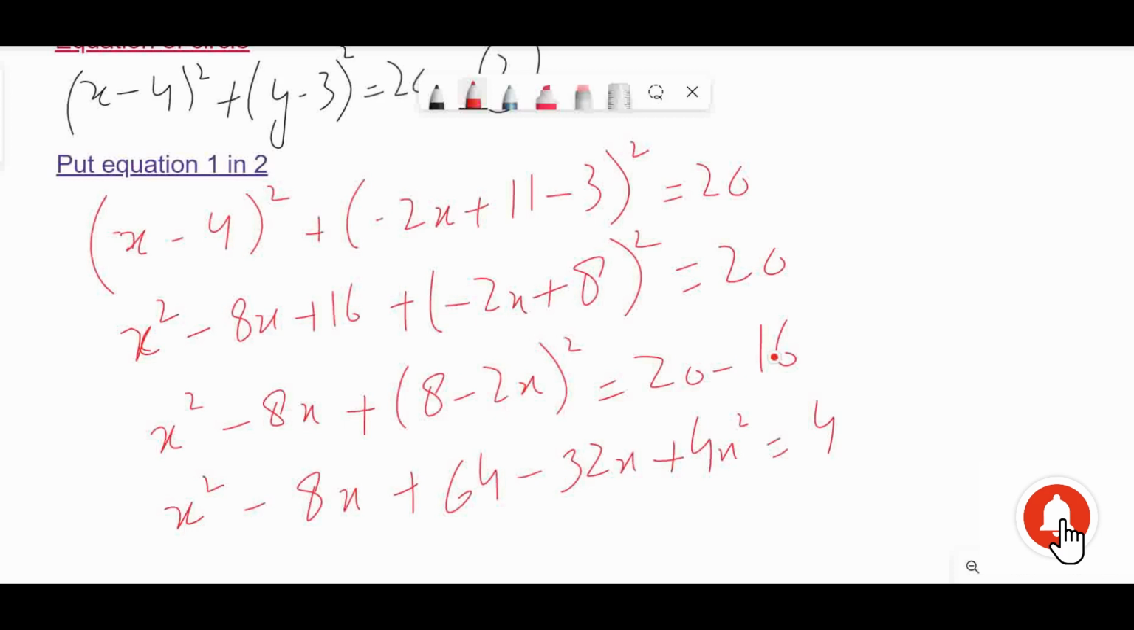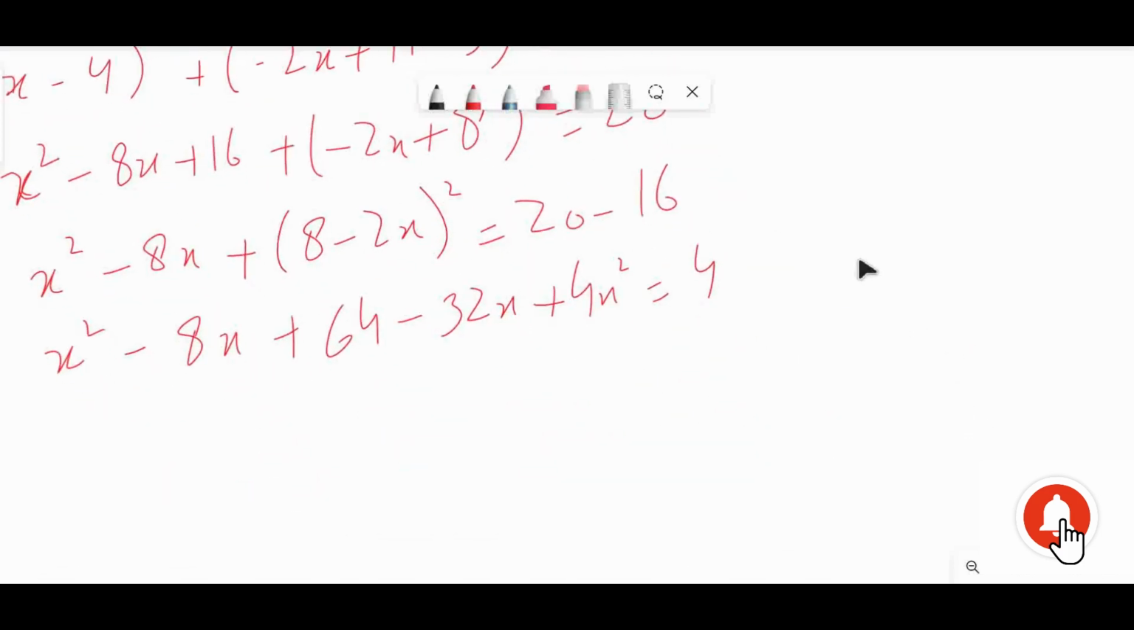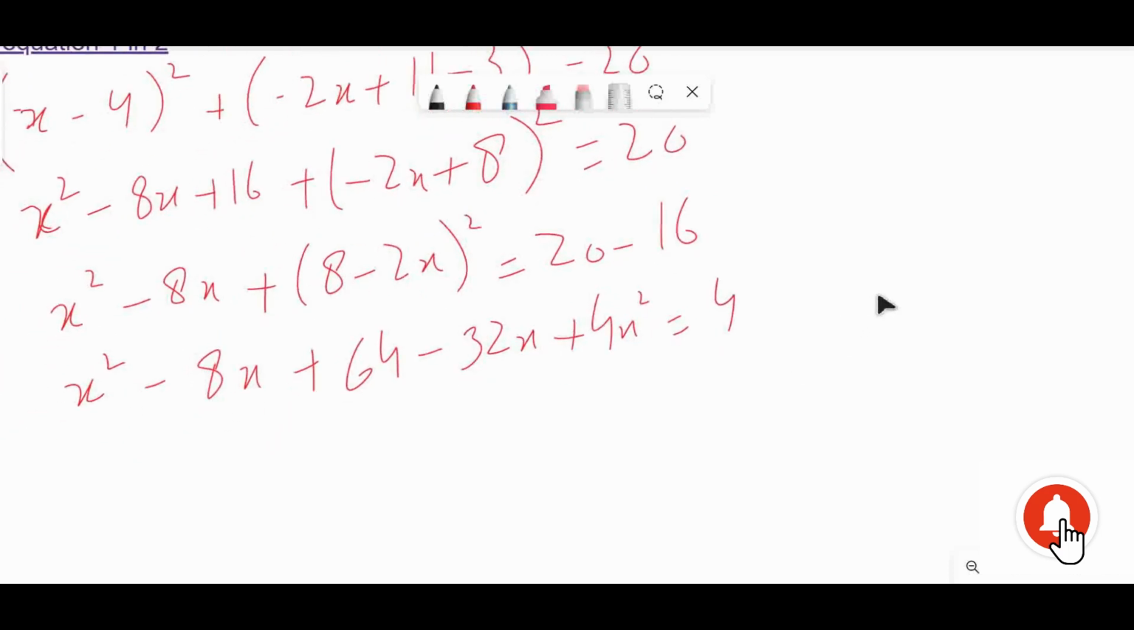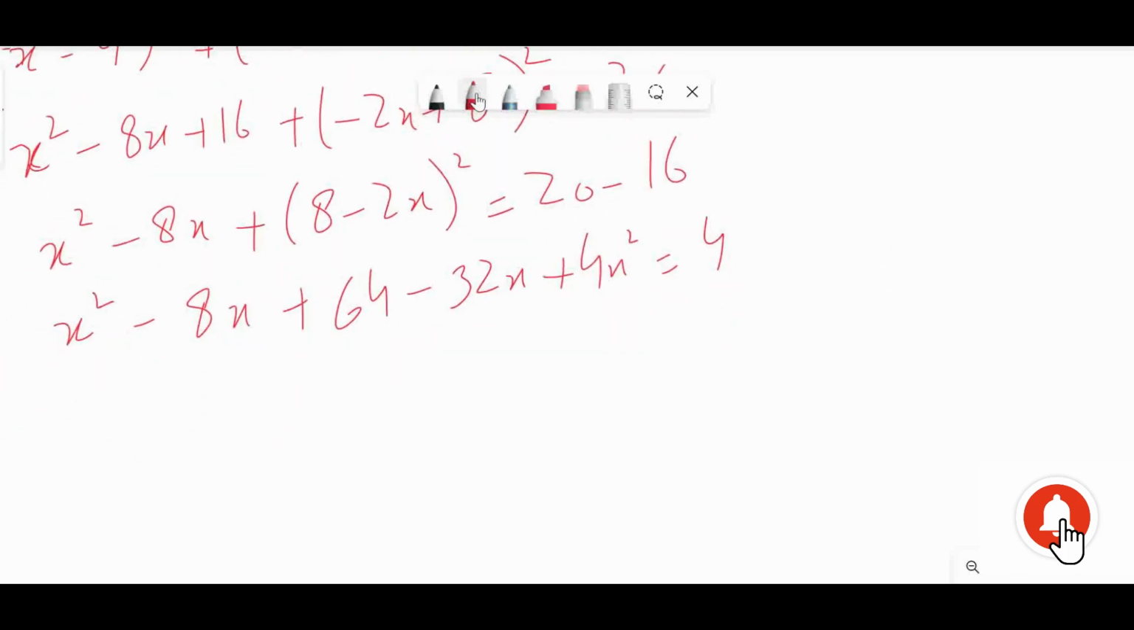Now the next step is we can simply rearrange it like this. So we can write it as x square. Now we can solve it, simplify it. So this will become 5x square minus 40x plus 64 minus 4 is equal to 0.